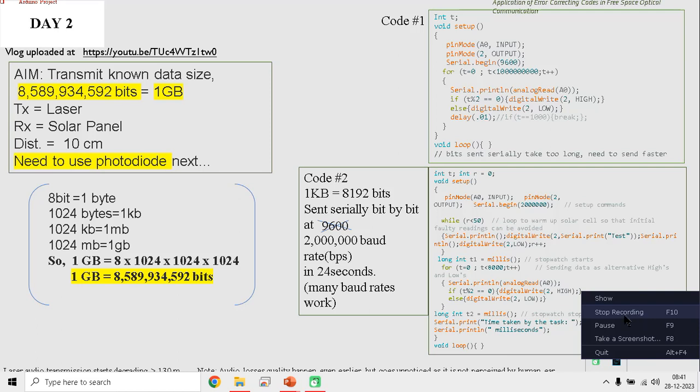Thank you. This is error correcting codes application on the free space optical transmission system.